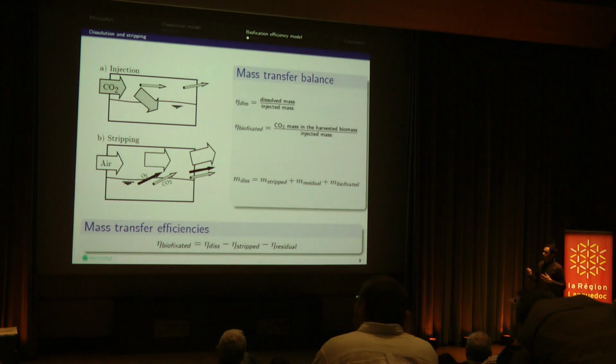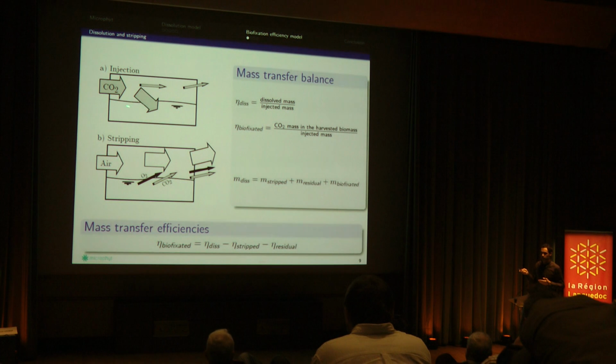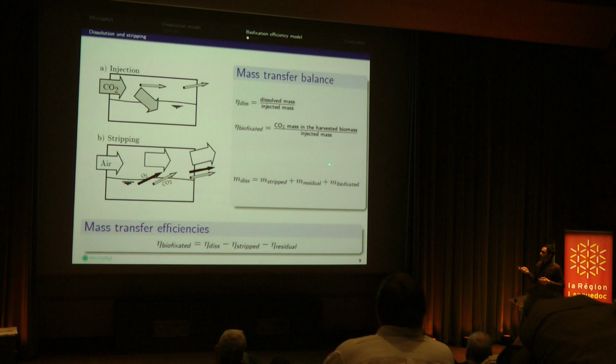Okay, so now we have a model for the dissolution efficiency, and we can predict how much of the CO2 is dissolved into the liquid. But if you want to predict the biofixation efficiency, which is the one really relevant, how much CO2 is contained in the harvested biomass over how much CO2 has been injected, we need to look at the stripping phase, which is used in order to remove the excess of oxygen, but unfortunately also removes CO2.